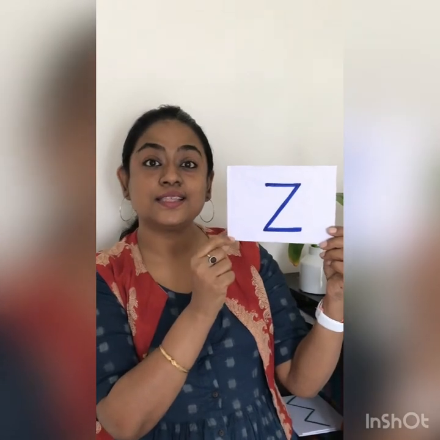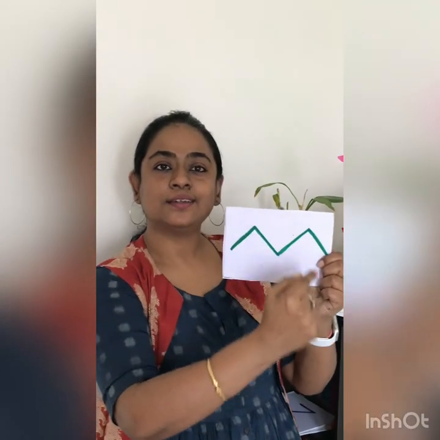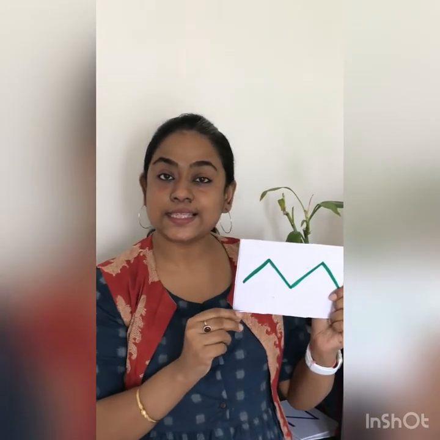Letter Z. And Z for? Which animal? Which animal has black and white stripes? And I even told you a story about that animal who lives in a zoo. So Z for zoo. What else? Z for zigzag. Z for zigzag.